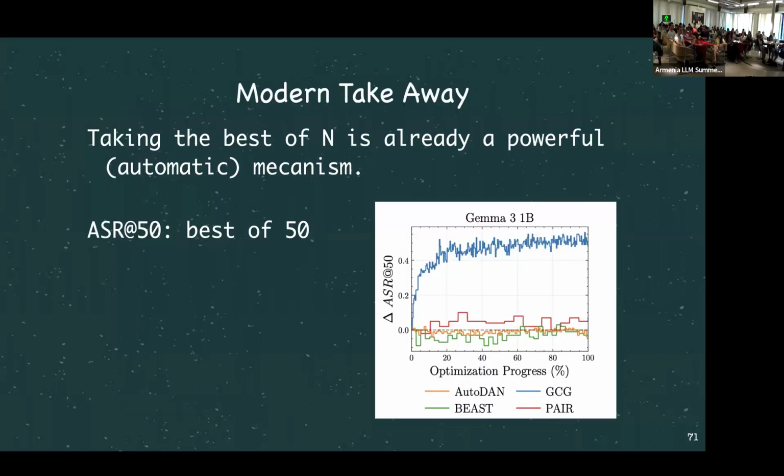So the bottom line of this is really that the fact that generation is stochastic, and best of n, which is a paper by Anthropic, is actually very powerful.